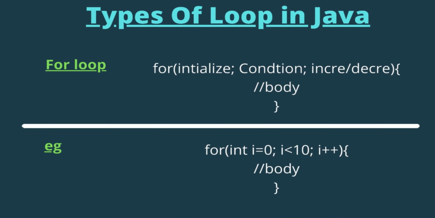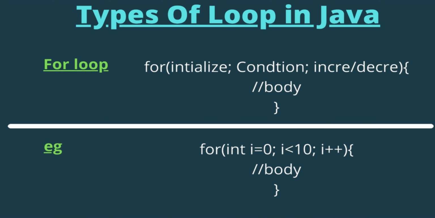Types of loops in Java. First is the for loop. In a for loop, in parentheses, we give three parameters. First is the initialization of the variable, second is the condition, and third is the increment or decrement of the variable. And if the condition is true, then the body of the loop will execute, and if the condition is false, then the loop will break.